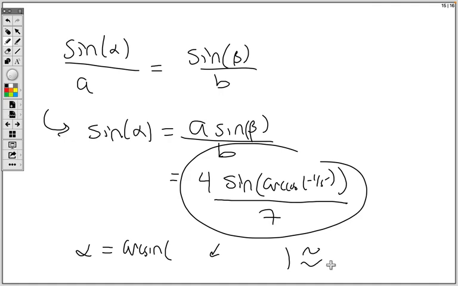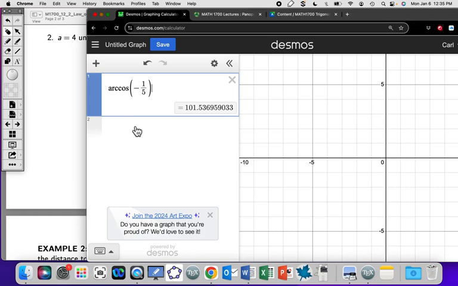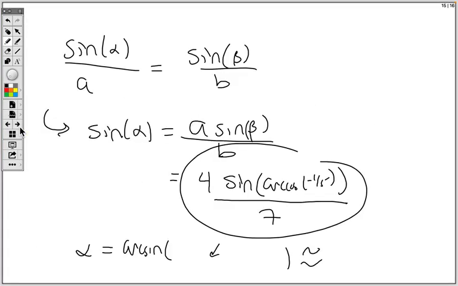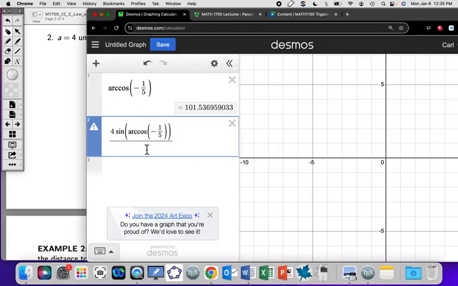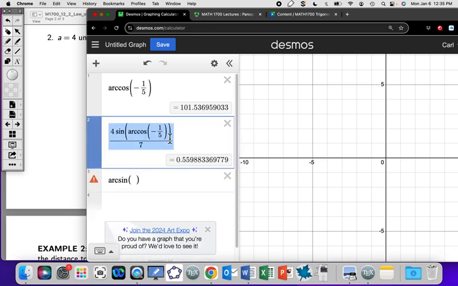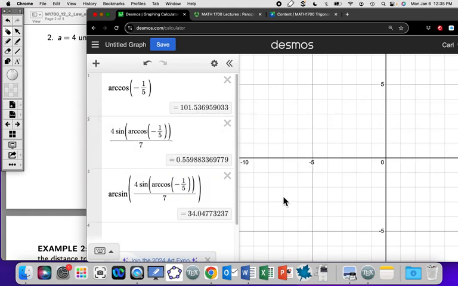And once again, I don't need to worry about cases. I know that alpha has to be an acute angle because we've already got the obtuse angle accounted for. There is an obtuse angle. We know what it is. So I need 4 times the sine of the arc cosine of negative 1/5. And that's all divided by 7. And then I need the arc sine of all of that. So I'll just copy and paste that in there. We're getting roughly what? 34.05 degrees.